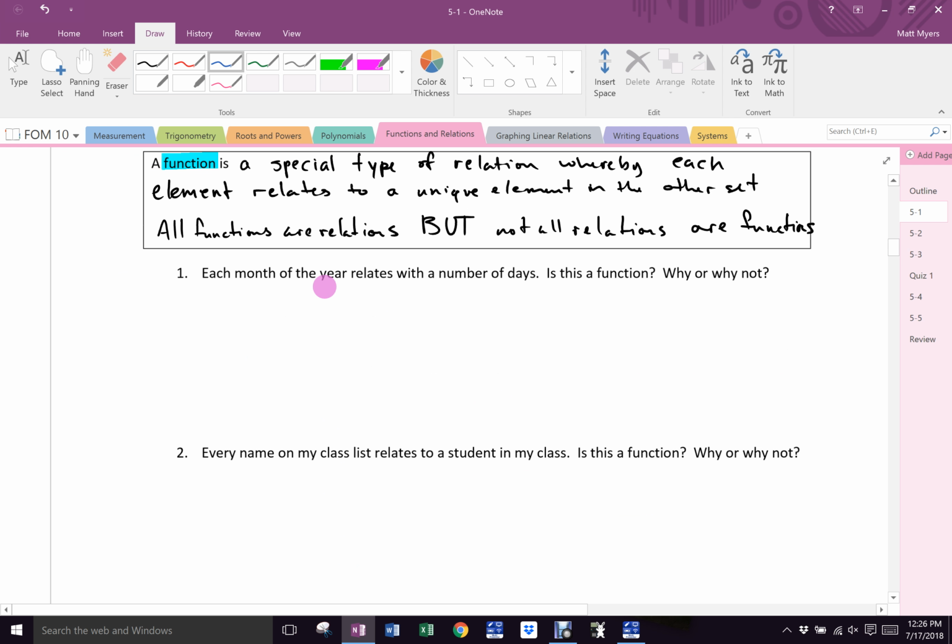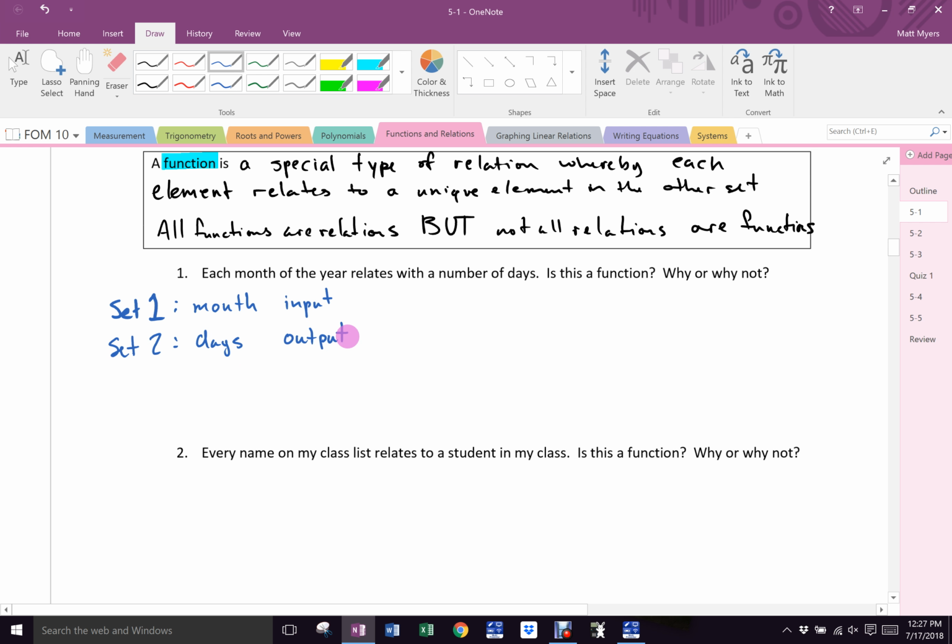All right, let's do a couple of examples. Each month of the year relates to a number of days. So, what is set 1? What is the first set in that relationship? Month. Great. So we're going to say that month is input. Because when I give you a month, you can tell me the number of days in it, correct? What is set 2? The days. And that's the output. Does everyone agree?